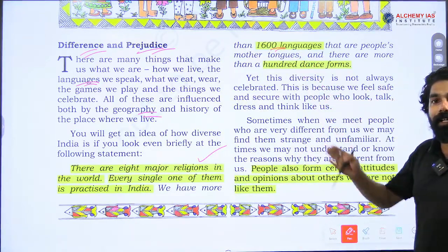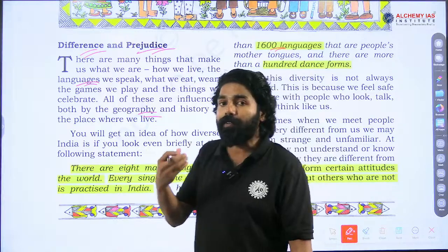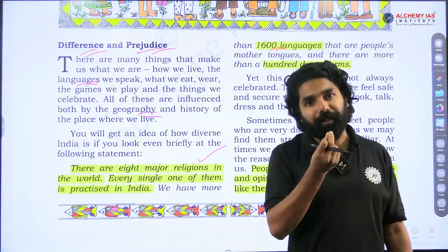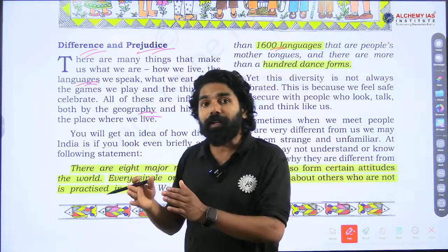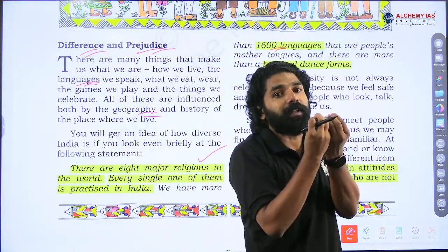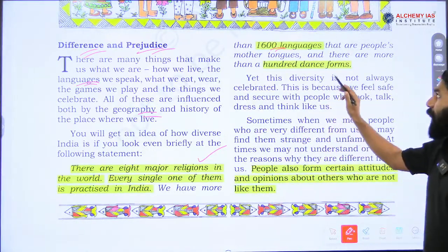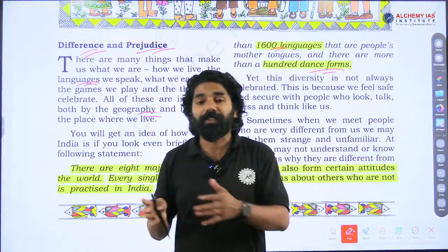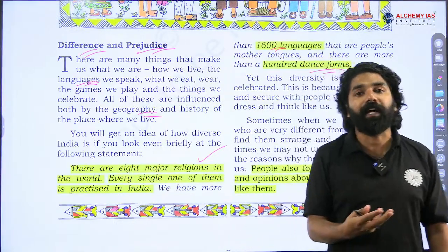More than 1,600 languages are spoken in India, which is also an example of linguistic diversity. Even if we take one particular language, the way people speak it differs from one region to another. They have a mother tongue, and even the way they speak this mother tongue differs from one local area to another. And we have many dances, classical dances and folk dances. These are another example of cultural diversity, the forms of dance that we have in India.